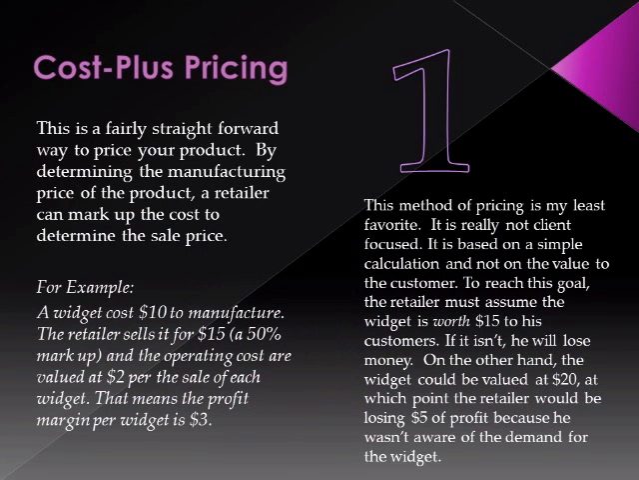The first strategy we will cover is cost plus pricing. This is a fairly straightforward way to price your product. By determining the manufacturing price of the product, a retailer can mark up the cost to determine the sale price. For example, a widget costs $10 to manufacture. If the retailer sells it for $15, which is a 50% markup, and the operating costs are valued at $2 per sale, that means the profit margin per widget is $3.